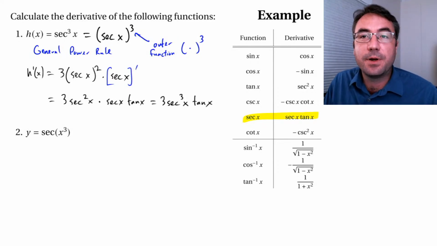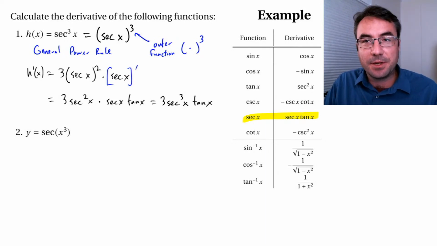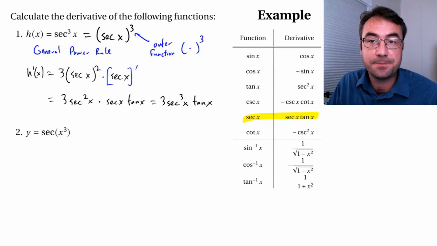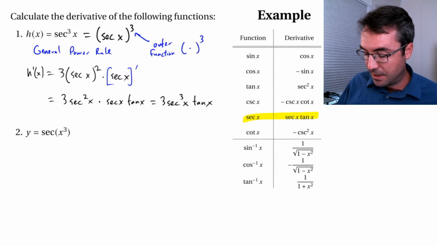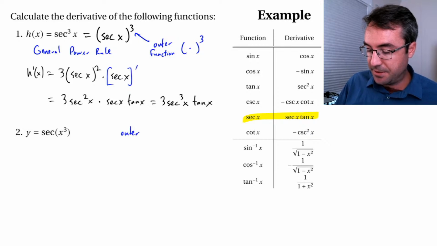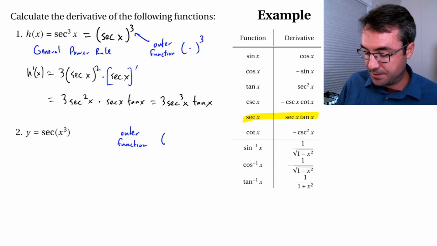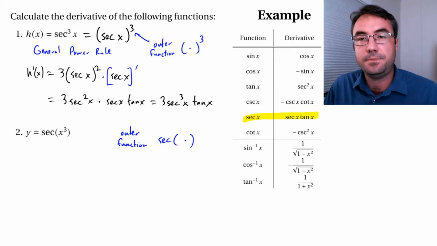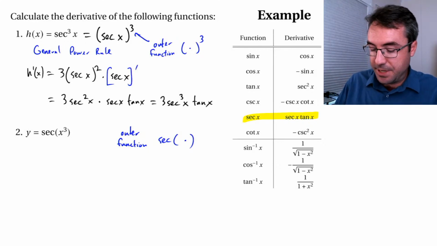All right, let's try another one of these. So something that looks very similar, but the process is going to be slightly different because our outer function is different, and that's y equal to secant of x cubed. So when we look at this, our outer function, it's the thing outside of the parentheses, and our outer function is secant. So we're going to use our general trig rule to differentiate this. So our outer function is a trig function, so we're going to use our general trig rule.